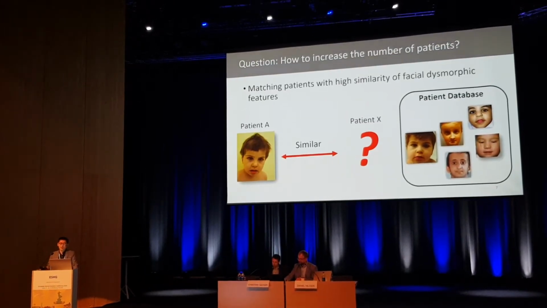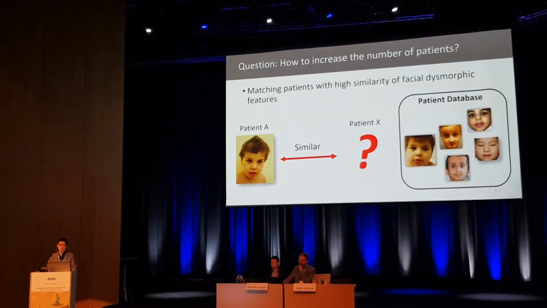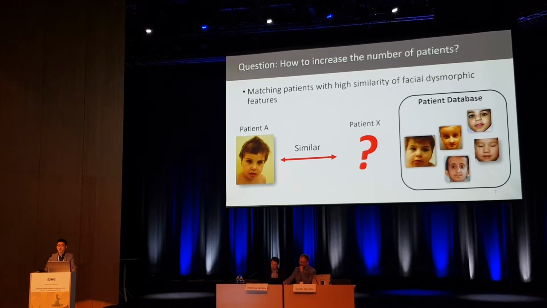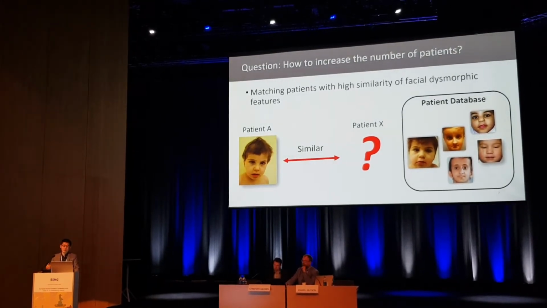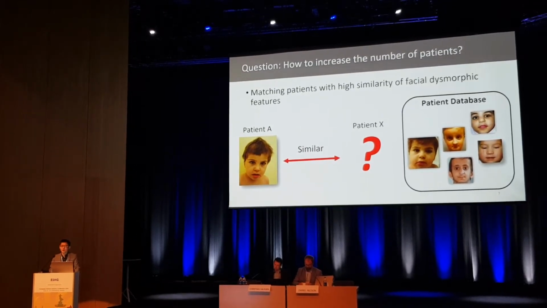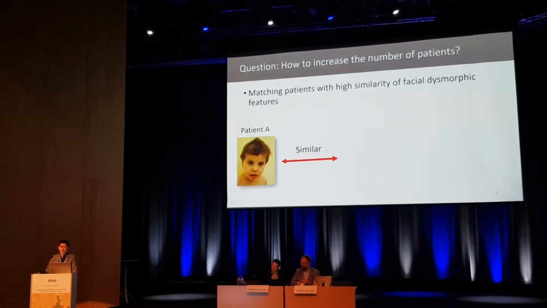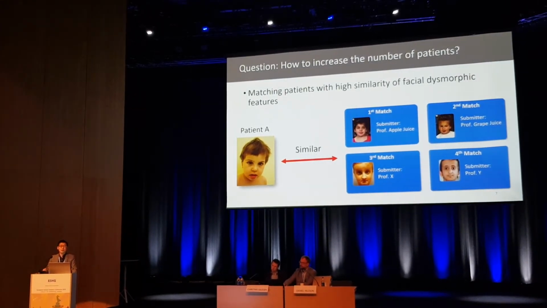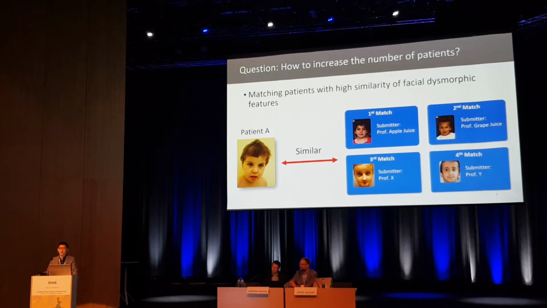So in our study, to explore more patients with rare disorders, we would like to match patients with high similarity of facial dysmorphic features. Here I would like to propose GestaltMatcher, with which we quantify the similarity between patients and find the most similar patients in the database. Then the clinicians are able to contact each other, further discuss the similar mutations and diagnose the patients together.